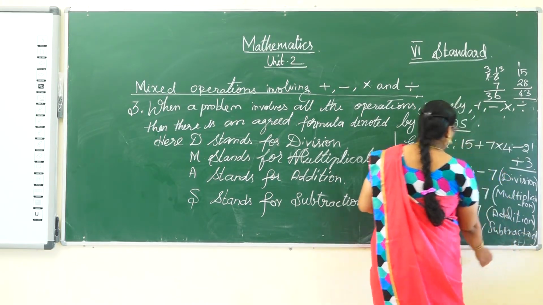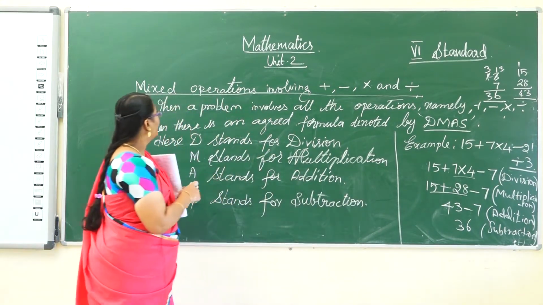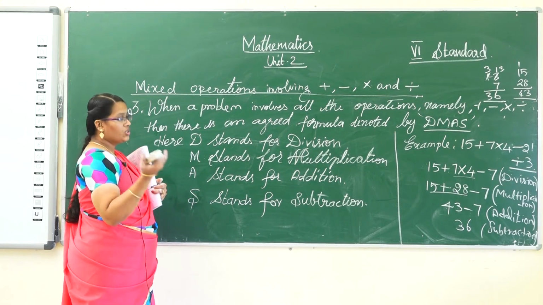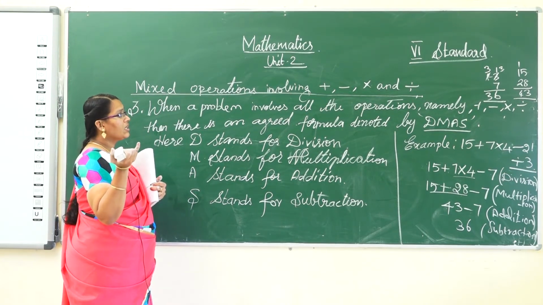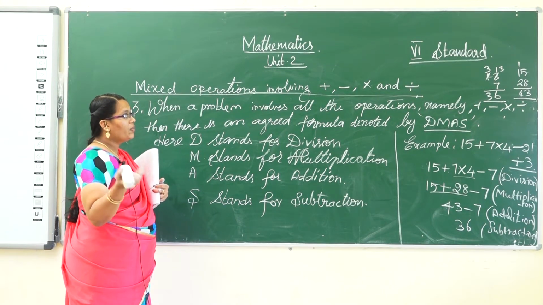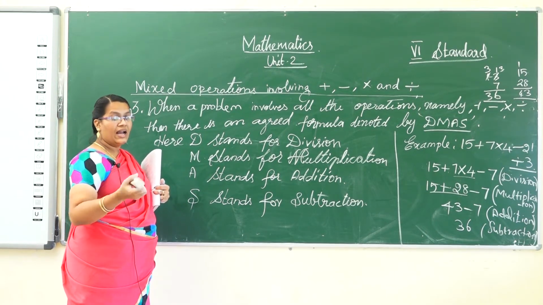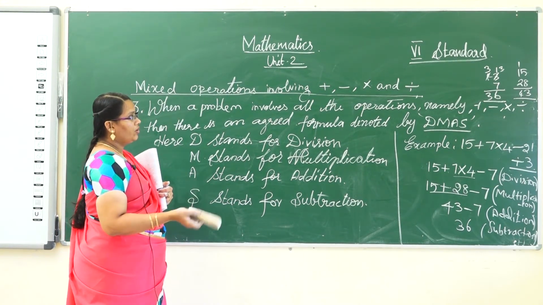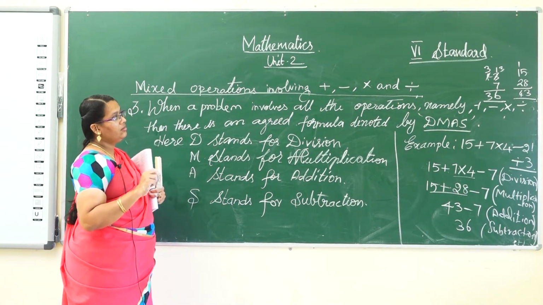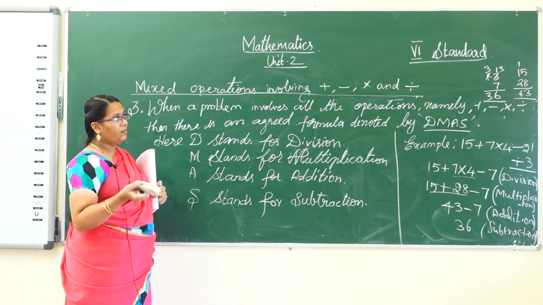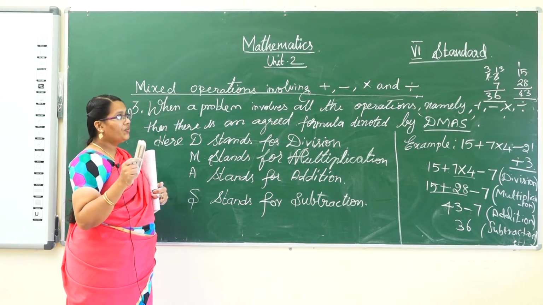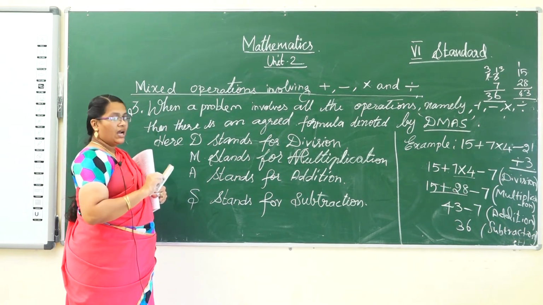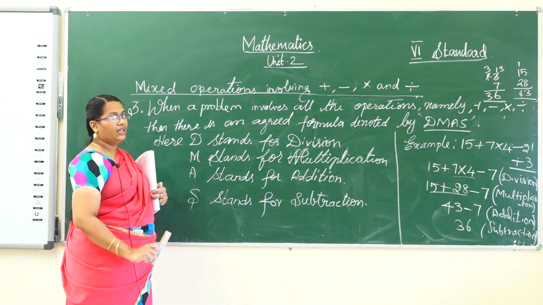Okay, I hope you all understand the concept of mixed operations involving all the operations. First rule: if the given operations are addition and subtraction, first preference is to add, after that subtract the given numbers. Second rule: when addition, subtraction and multiplication or division are given, first preference goes to multiplication or division, then add, and finally subtract.